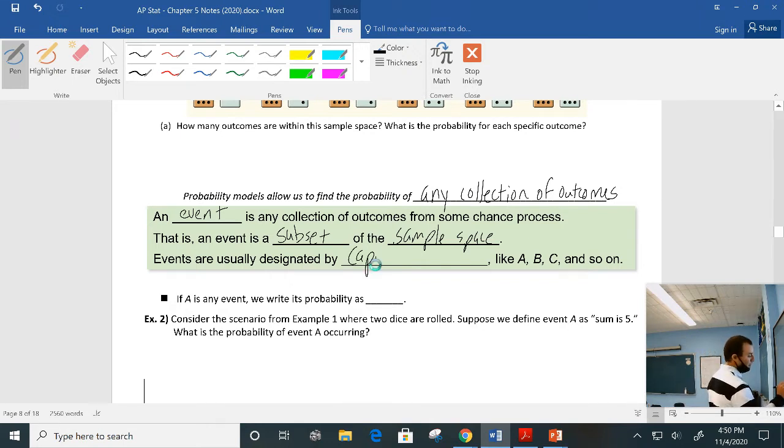And we use capital letters when we're describing probabilities. So if we wanted to describe the probability of event A occurring, we would write it with P and then in parentheses A.